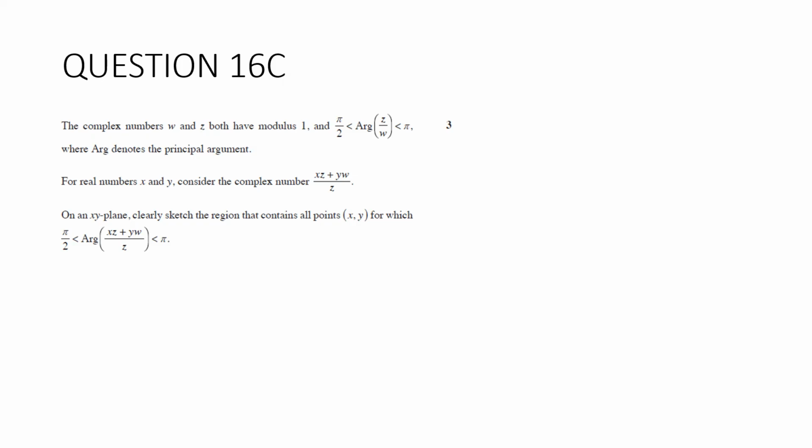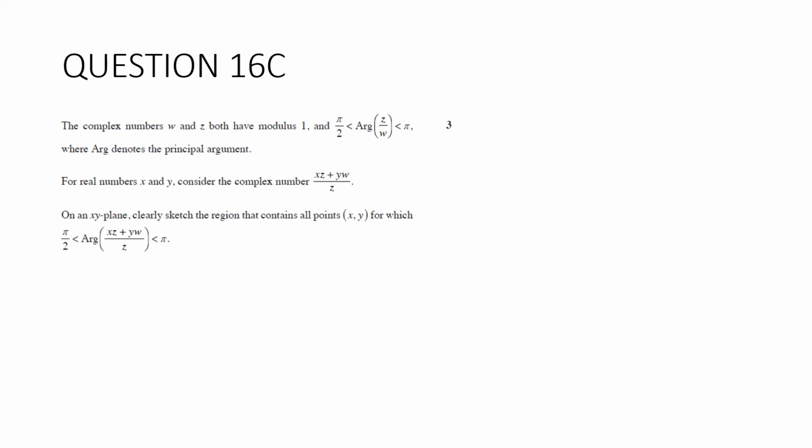Okay, let's draw a new diagram. So now let's look at z on w. We know that its argument is an obtuse angle, and so it's in the second quadrant. So we'll put it up here. It also lies on the unit circle because z and w both have a modulus 1. And then this guy here, he's down here in the third quadrant. W on z also lies on the unit circle.